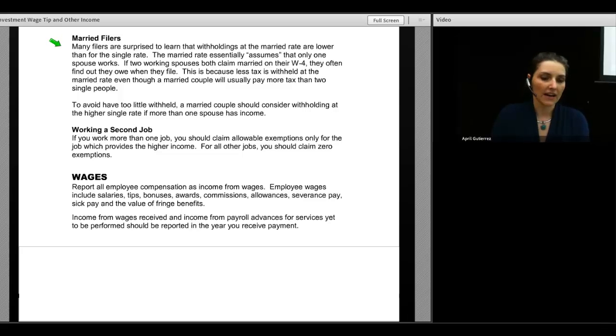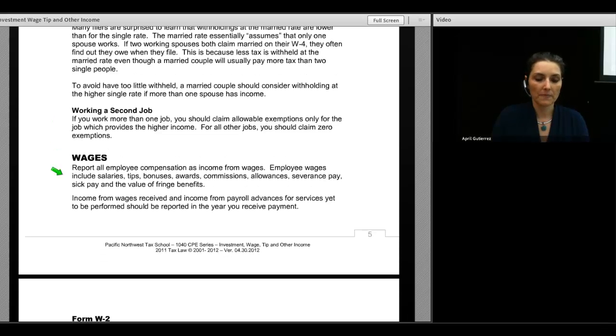Married filers. Many filers are surprised to learn that withholdings at the married rate are lower than for single. The married rate, as I already said, essentially assumes that only one spouse works. If two spouses both claim married on their W-4, they often find out that they owe when they file. Working a second job also triggers owing a great deal of the time.